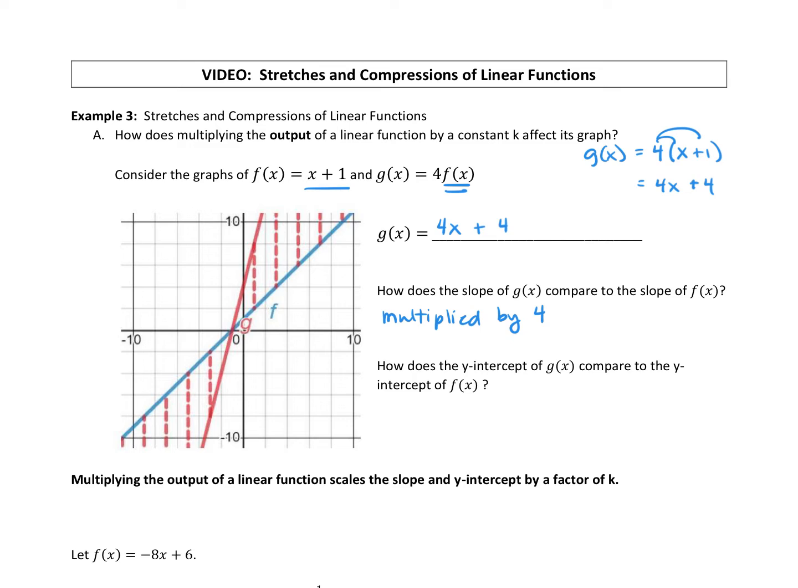How does the y-intercept of g of x compare to the y-intercept of f of x? That y-intercept was also multiplied by 4. And here you can see when we did that, we multiplied 4 times our slope of 1, x, and then we multiplied 4 times our y-intercept of 1. So the y-intercept is multiplied by 4.